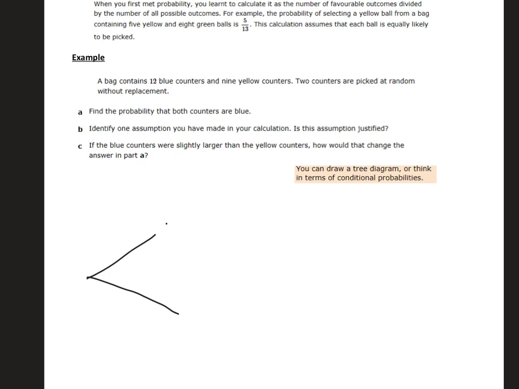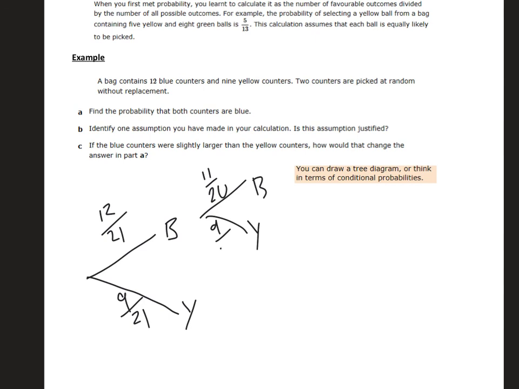So I can either draw a blue counter or a yellow counter. They're my only two options. Blue was 12 out of, altogether, 12 add 9 is 21. And yellow was 9 out of 21. If I took a blue one, then there's only 11 blues left out of 20 counters altogether, but there's still 9 yellows out of 20. Whereas if I take a yellow, there's still all 12 blues left out of 20, but there's only 8 yellows left now out of 20.